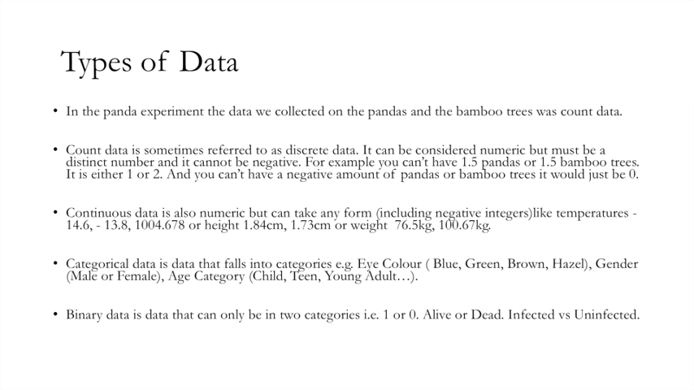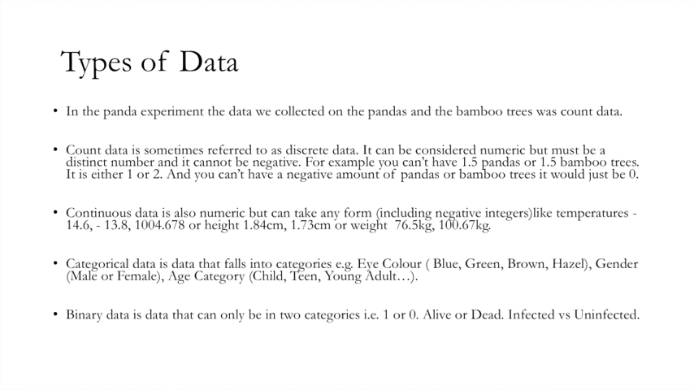Continuous data, on the other hand, is also numeric, but it can take any form, including negative integers. Like temperatures, we may have 14.6 degrees Celsius or -13.8 degrees Celsius. We have multiple numbers after the decimal point, significant figures. Height as well could be continuous data, and weight. Okay, so you can hopefully see the difference there between count and continuous.